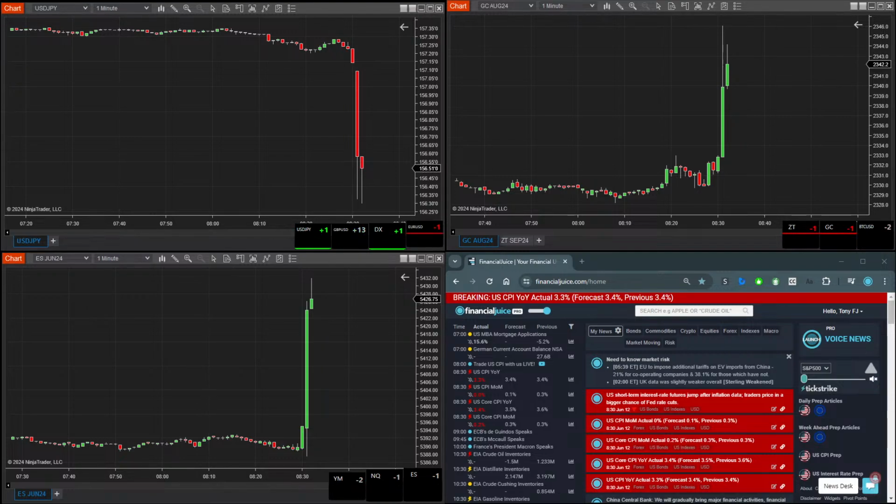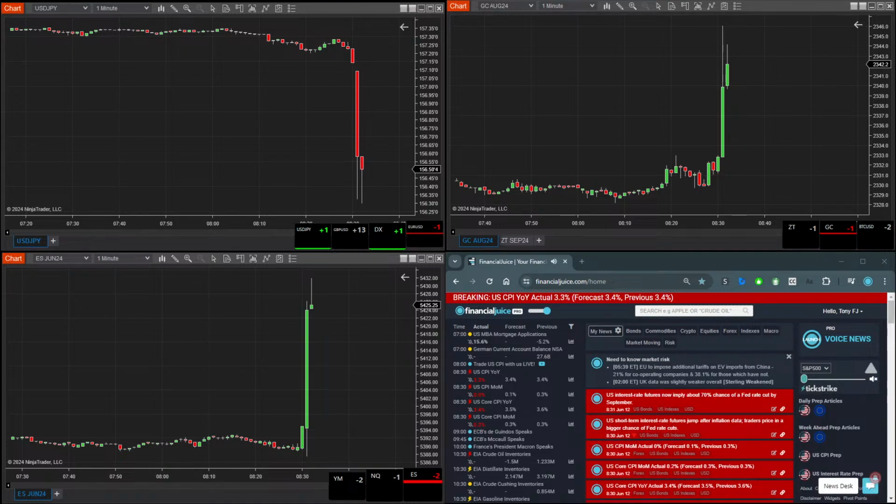So that means then, US interest rate futures now imply about a 70% chance of a Fed rate cut by September. All right, so I think that's probably keeping 3 on the books then, in that case, for the potential for an interest rate cut by the Federal Reserve. TICKSTRIKE still popping. Okay.